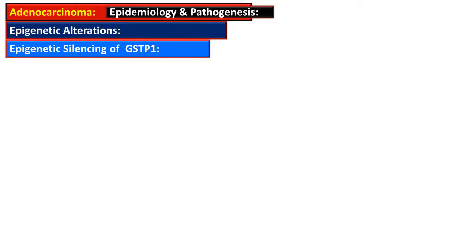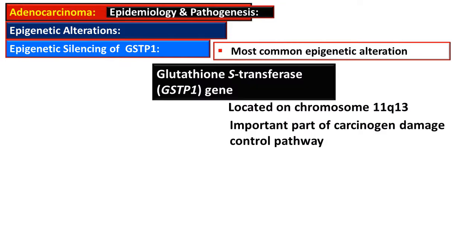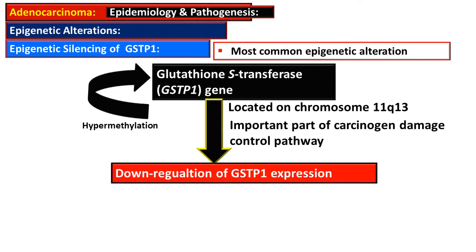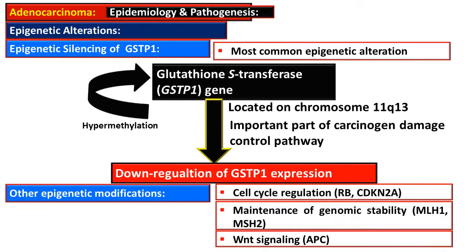Now the epigenetic alterations. The epigenetic silencing of GSTP1 is the most common epigenetic alteration. This is a gene for glutathione S transferase that is located on the long arm of chromosome 11, at the 13 region, and this is the most important part of the carcinogenic damage control pathway because it detoxifies the carcinogen. So when this glutathione S transferase is hypermethylated, it will result in downregulation of GSTP1 expression, and that will result in more predisposition toward cancer development, as this protein is now not going to detoxify the carcinogen.